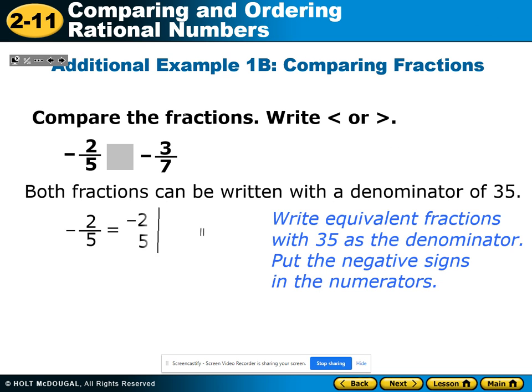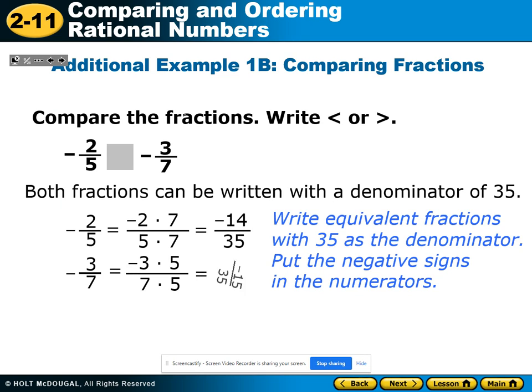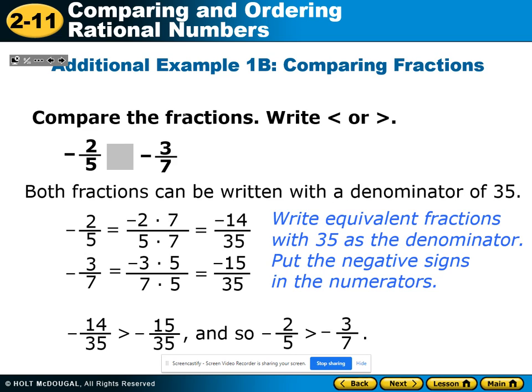We took it times 7 over 7, negative 14 over 35. We took it times 5 over 5, negative 15 over 35. We compared those two. Negative 14 over 35 is greater than negative 15 over 35. That is what we came up with as well.